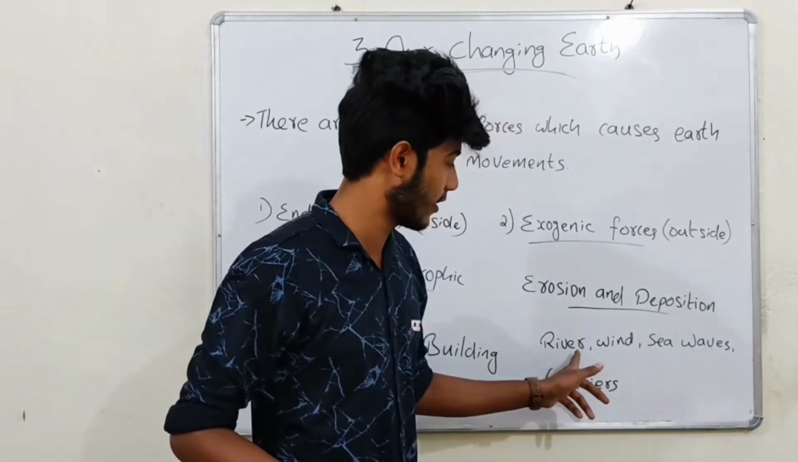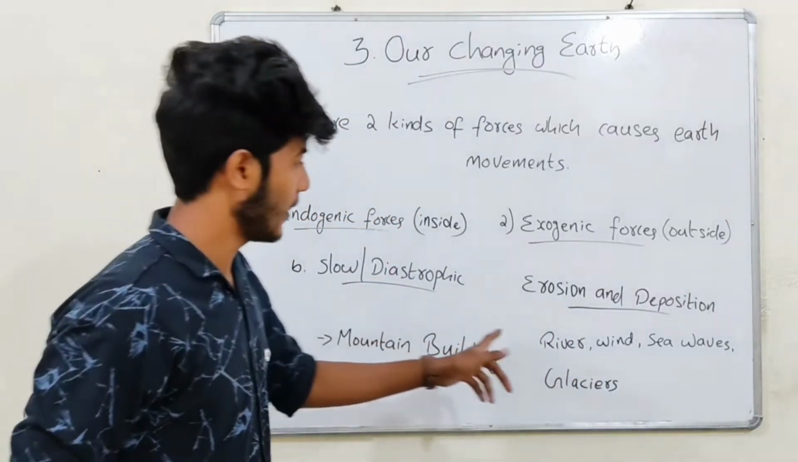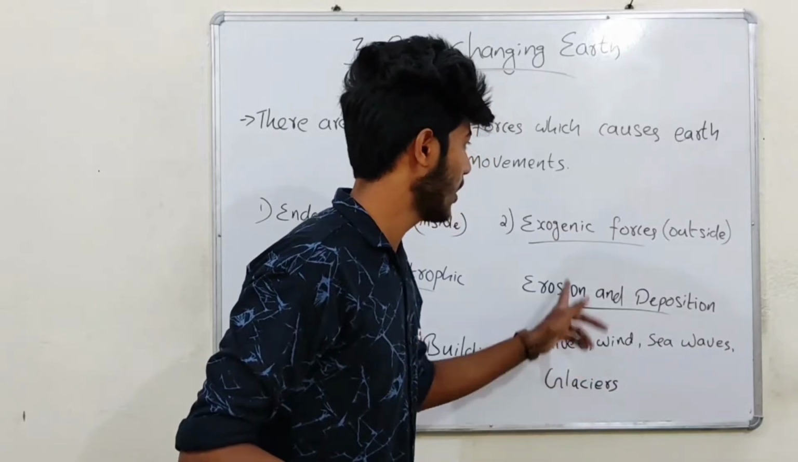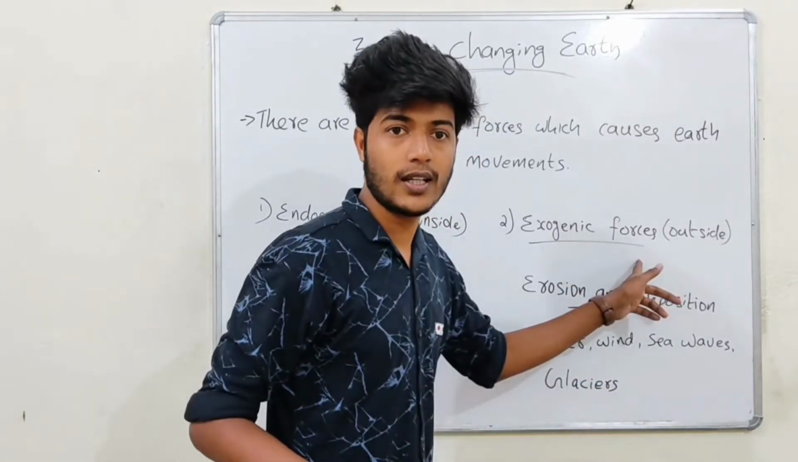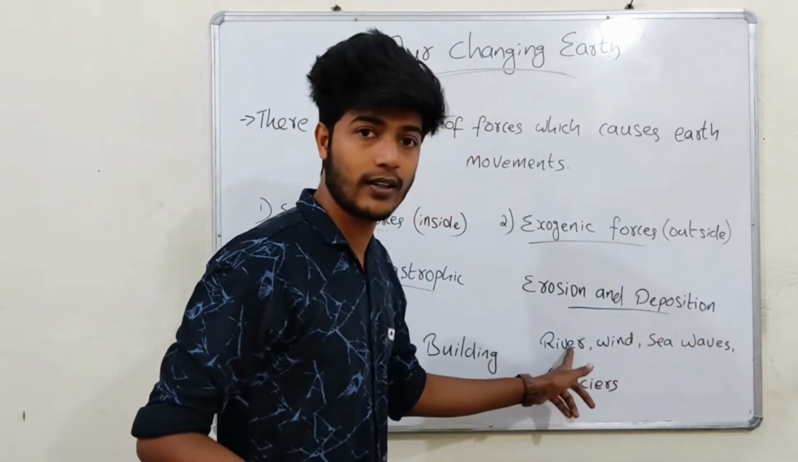The first one is river. River is not inside the earth. It is outside the earth. So river is an example for exogenic force, and there is erosion and deposition by the river.